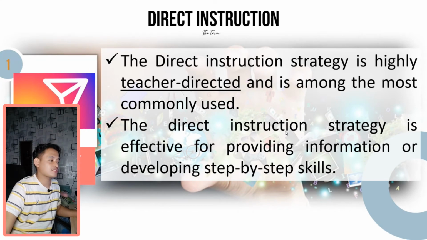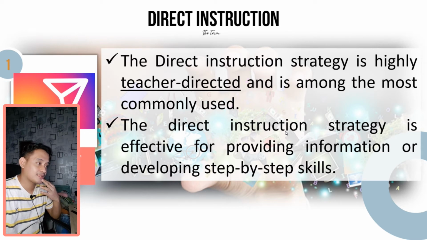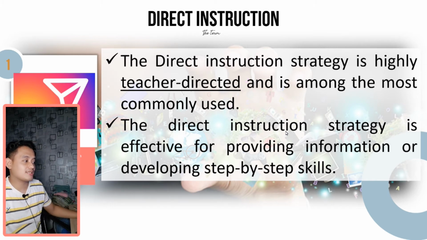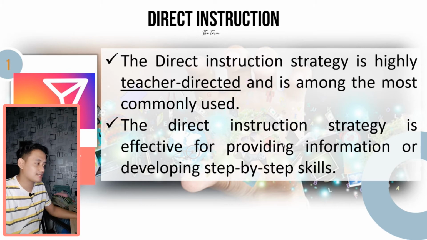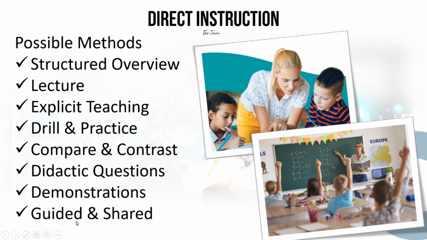We have direct instruction. This is highly teacher-directed. These are the traditional means of teaching. It is among the most commonly used. The direct instruction strategy is effective for providing information or developing step-by-step skills. So it is an explicit way of learning. So the teacher teaches step-by-step in a direct manner. What are the activities or methods possible for direct instruction? These are the following methods.